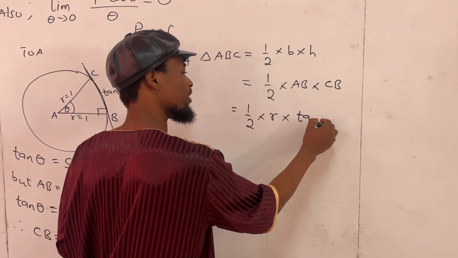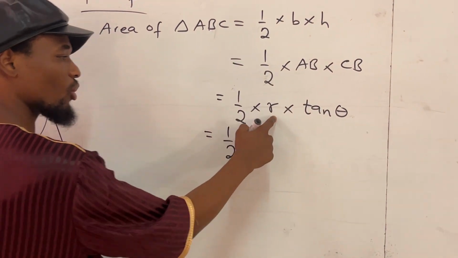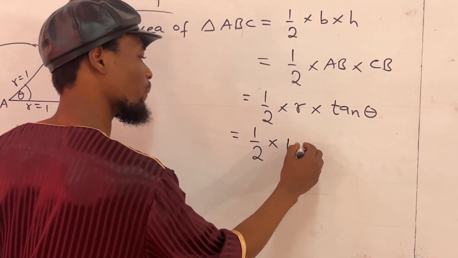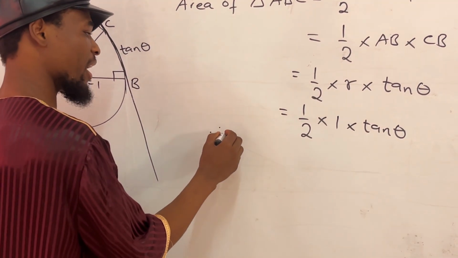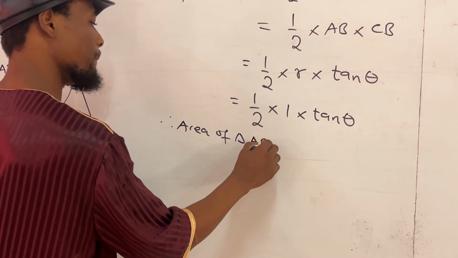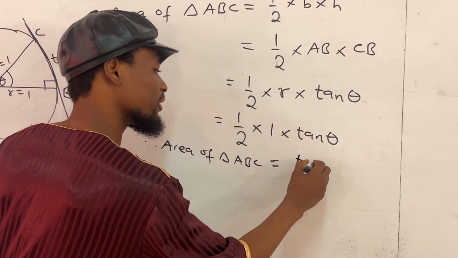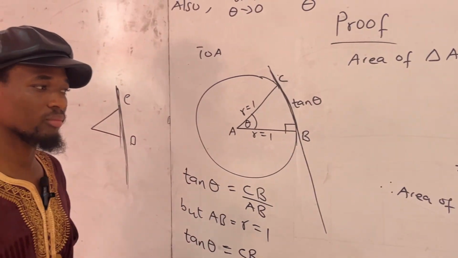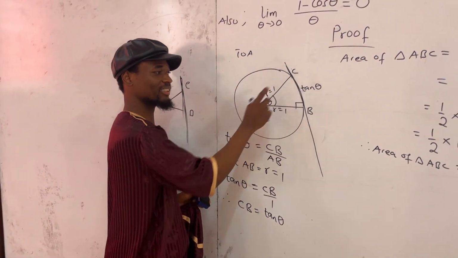So tan of the angle theta, which is equal to half times, what is R? R equals 1. So times 1, then times tan theta. So therefore, the area of triangle ABC is what? Tan theta times 1, that is tan theta divided by 2. So tan theta over 2. That is the area of this triangle.